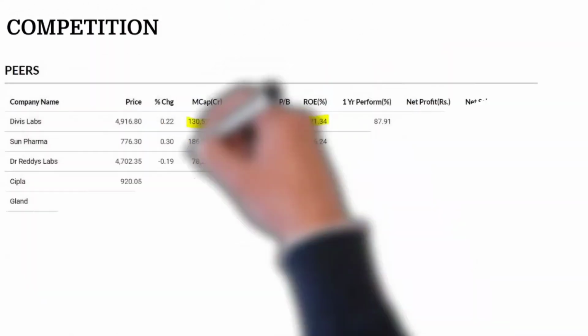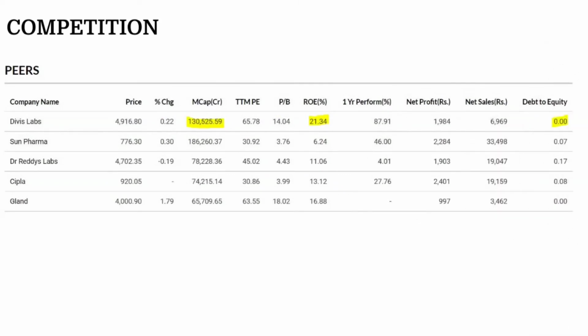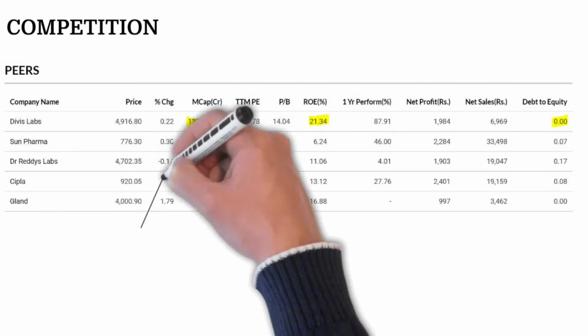Finally, let's look at the competition. Let's look at the peers for Divi's Lab. In this chart, Divi's Lab market cap is 1,30,000 crores. Sun Pharma is greater than Divi's, 1,86,000, because Sun Pharma is a big market player in India. Followed by Dr. Reddy's, which is 78,000, Cipla is 74,000, Gland Pharma is 65,000. But what makes Divi's Lab unique? It is an active ingredient provider. That means it is providing ingredients to all these pharmaceutical companies, right?